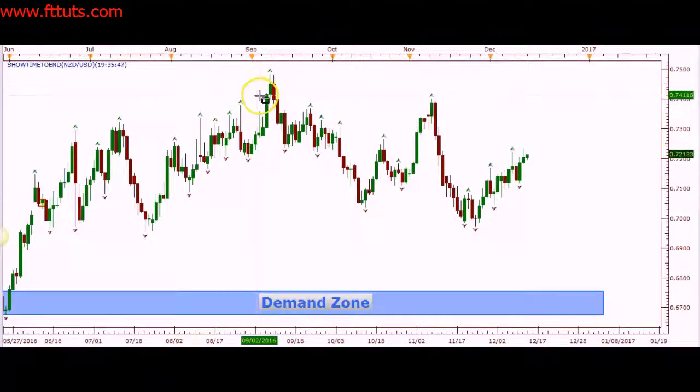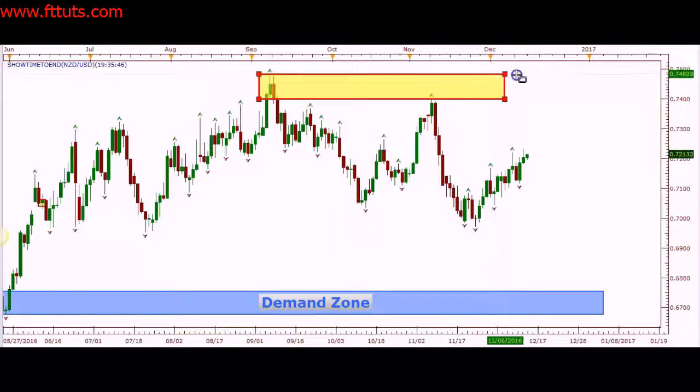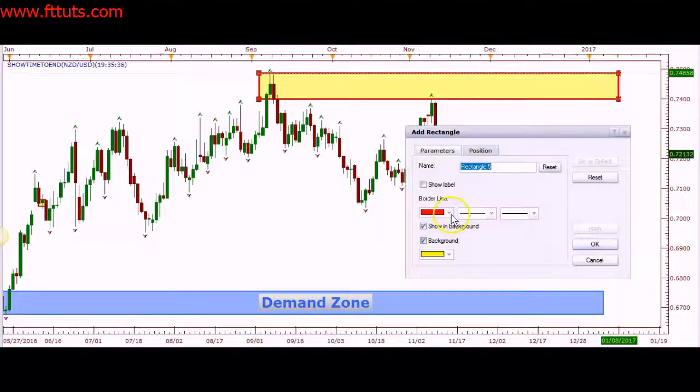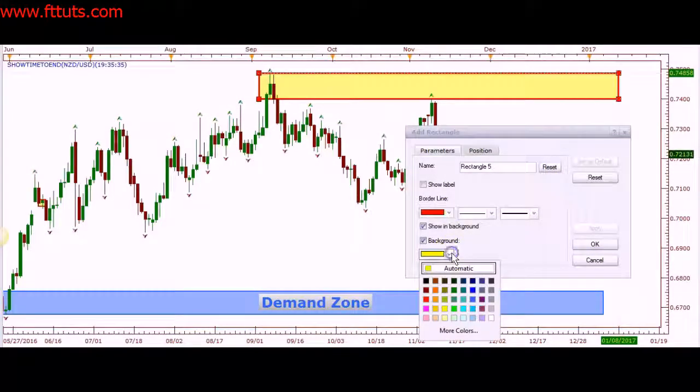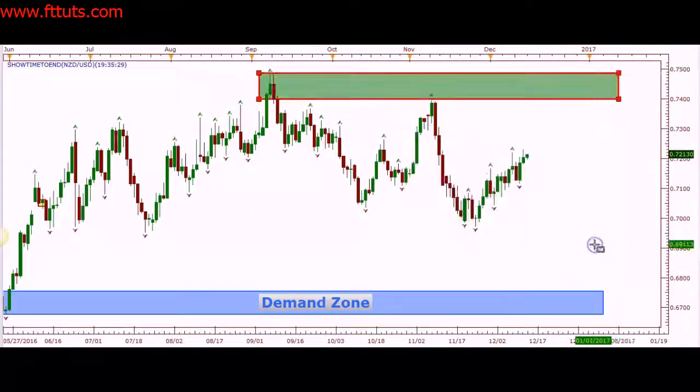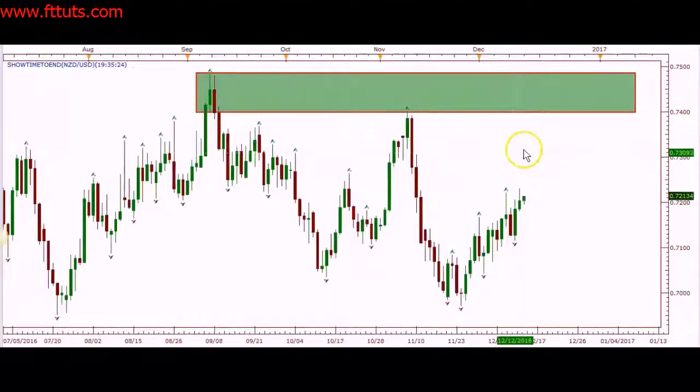I can draw this a couple of ways, so we're going to look at a couple of them. I'm going to draw it like this. This is the way that I draw it. And let's make it green. All right, so that's going to be a demand zone. Now you can see I used this base right here, but I made sure I had the wicks up here.